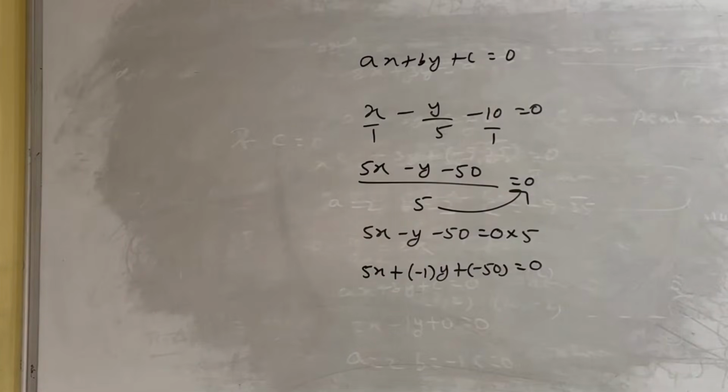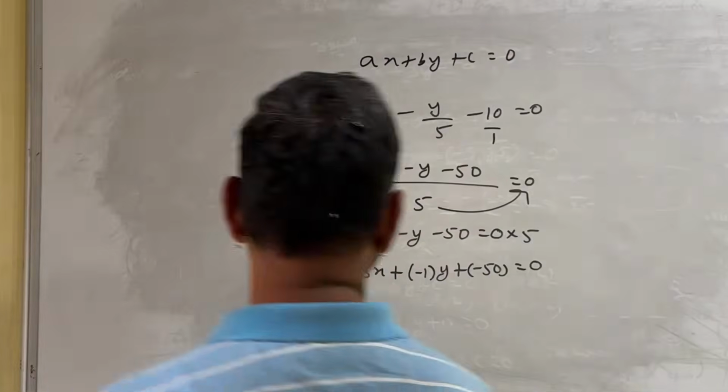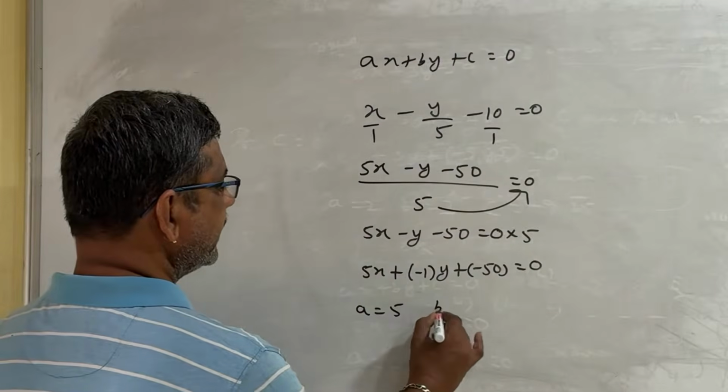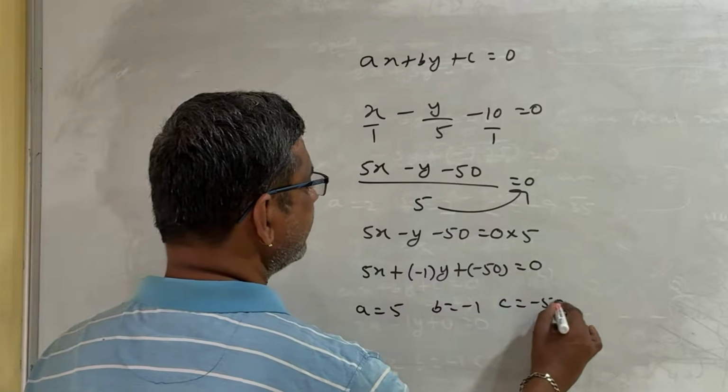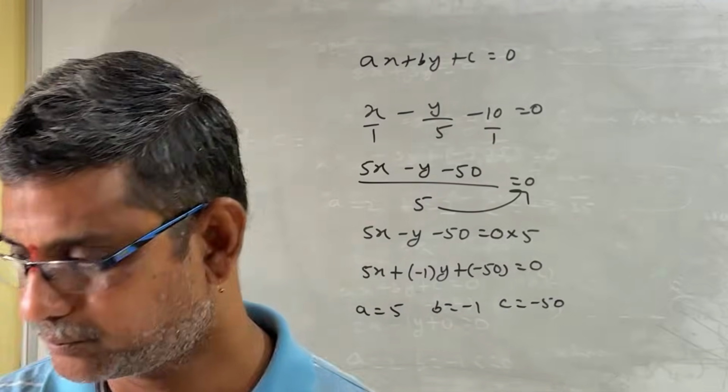What is ABC now? A 5, B negative 1, C negative 50. Okay?